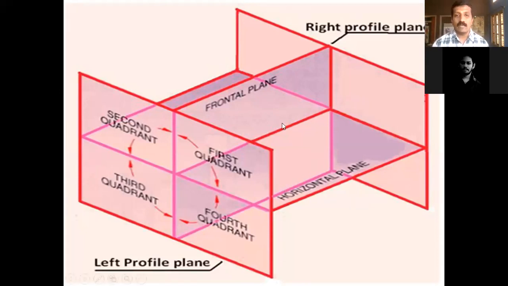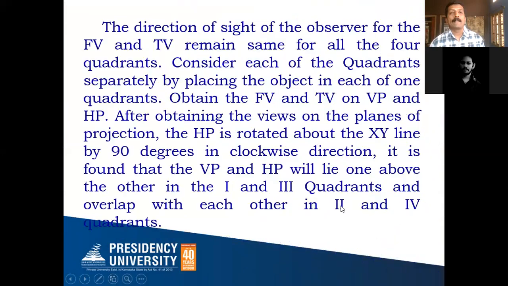This is horizontal plane, vertical plane, they are mutually perpendicular to each other. Even the profile plane, they are mutually perpendicular to each other. So this is called the four quadrant system. I hope all of you understood this. And let me show you how to draw the front view and top view. So let me take one by one.